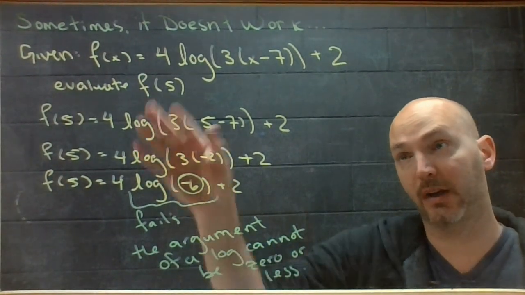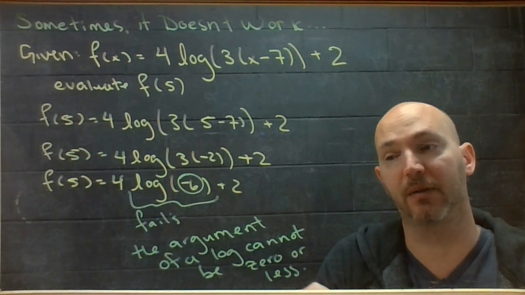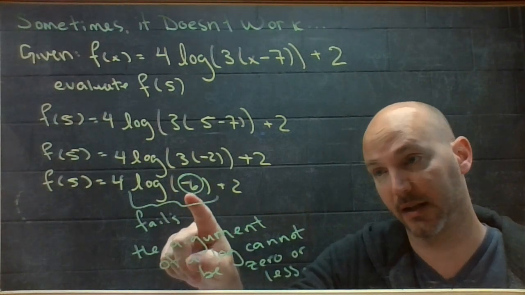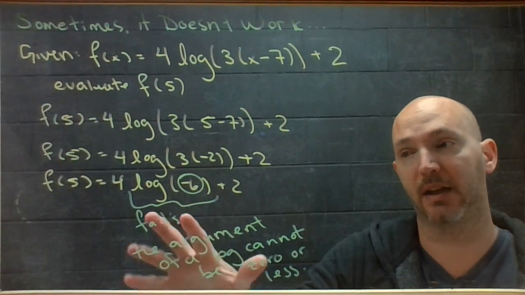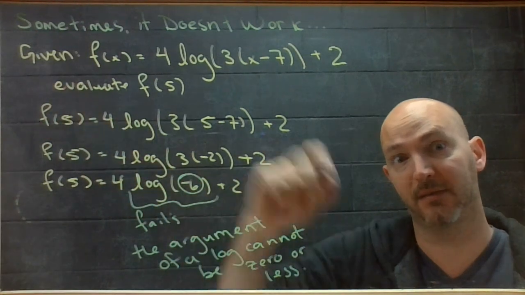So if you are working through an evaluation question on a logarithm and you get to this step and the number you have to let log act upon is either 0 or negative, then you're going to end up with a fail, because sometimes it doesn't work.